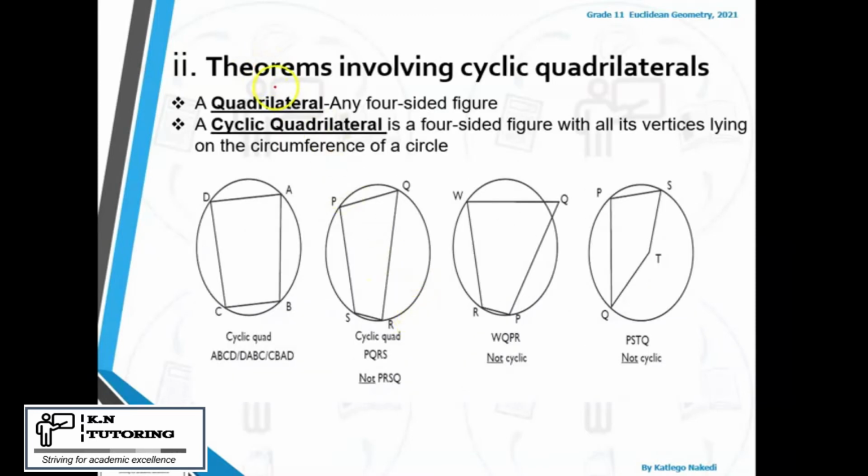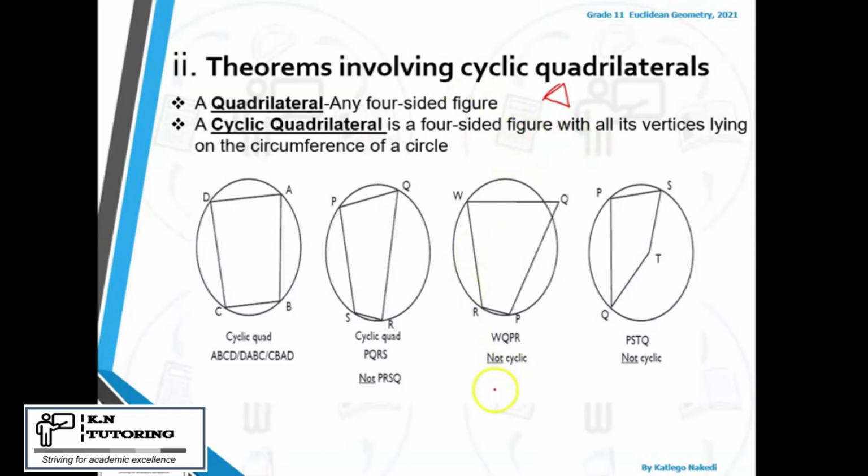Okay, so again, I will share the definition. It says a quadrilateral is any 4-sided figure. Okay, so we don't care as long as it's a 4-sided figure. If you can recall, a triangle is a 3-sided figure, but a quadrilateral is any 4-sided figure or polygon. But a cyclic quadrilateral is a 4-sided figure with all its vertices lying on the circumference of a circle.